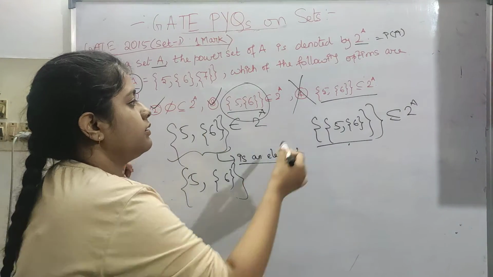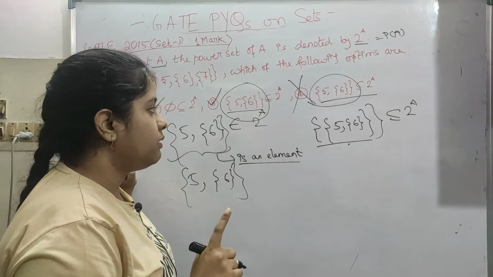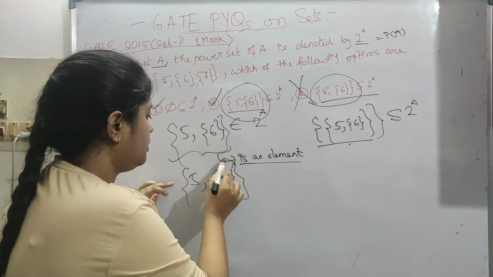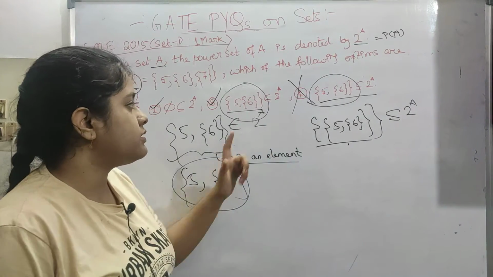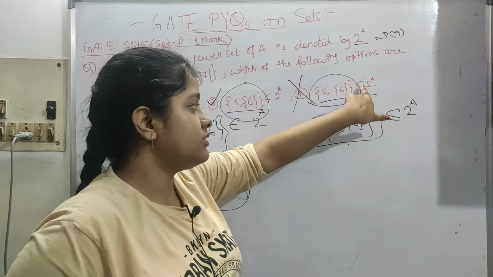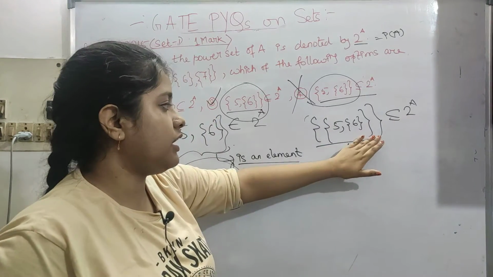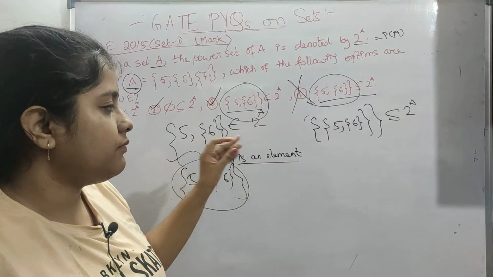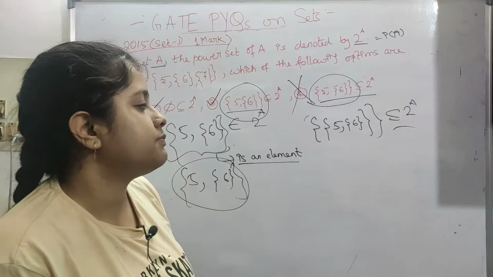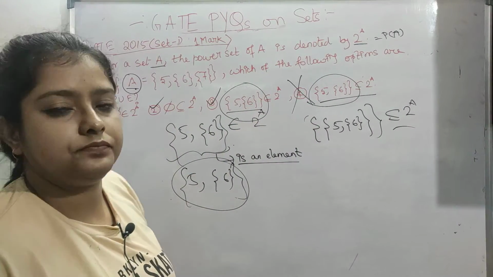This is an element, and an element can belong to the power set. I have shown you this is a subset of the set A. So this is an element of power set A, so this can belong to power set A, but here it cannot be a subset of the power set. If another brace was present, then it would have been a subset of this power set. Okay, so this is false. So 1, 2 and 3 are correct.